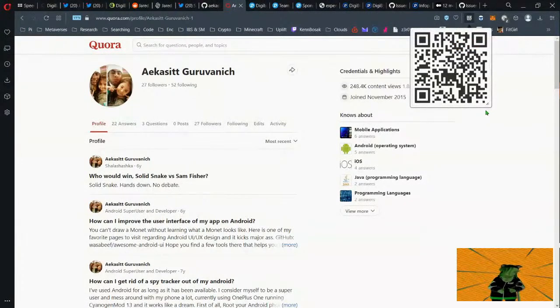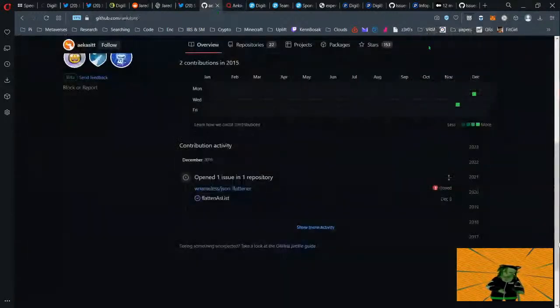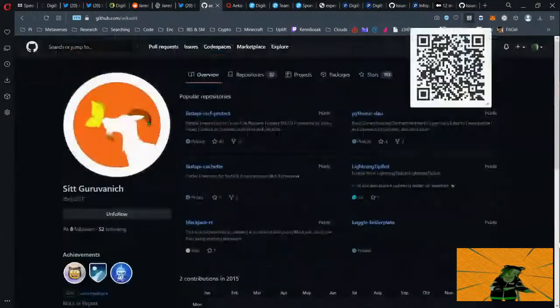I think I forgot to give you this one. QR code and his GitHub.